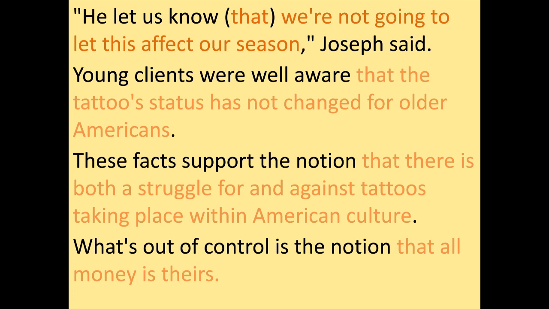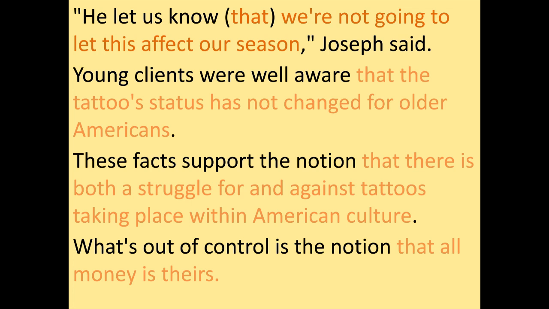If there was a noun phrase right there instead, you could just swap out one for another. He let us know his name. He let us know the problem. He let us know we're not going to let this affect our season. That's the slot for the complement of the verb.